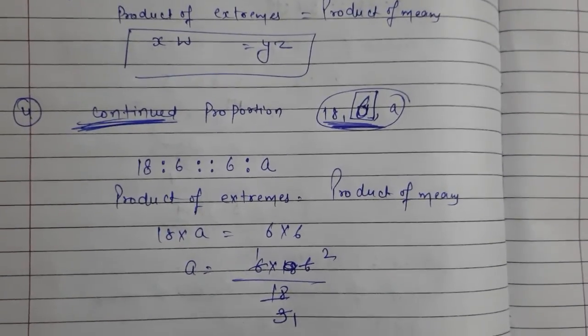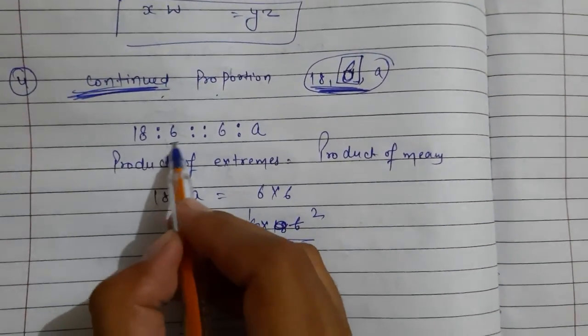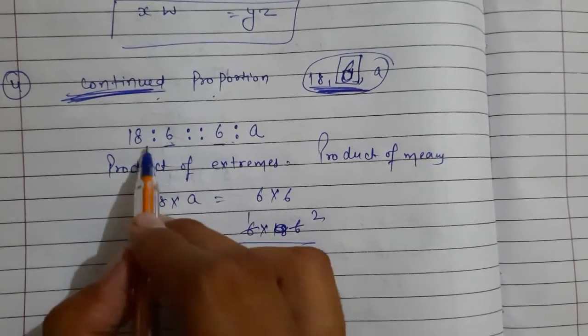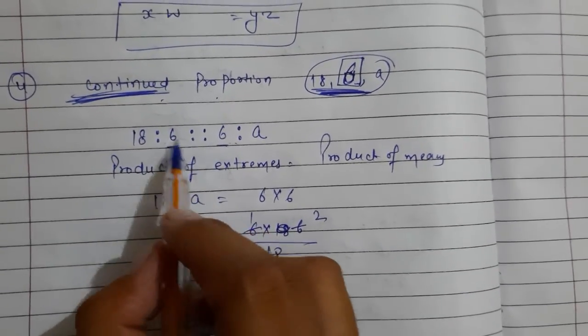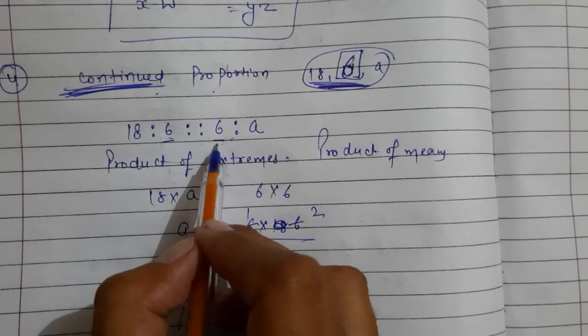Clear to all now what is continued proportion? When they write continued proportion in the question, it means the second and third terms, the two numbers in the center, are both the same. So we can write it this way. Clear?